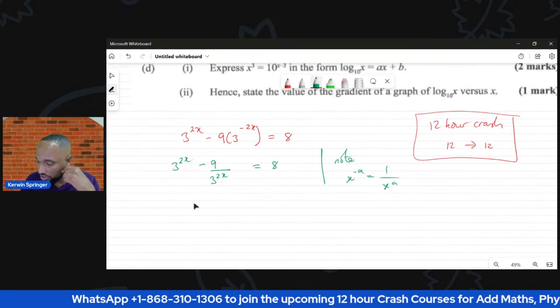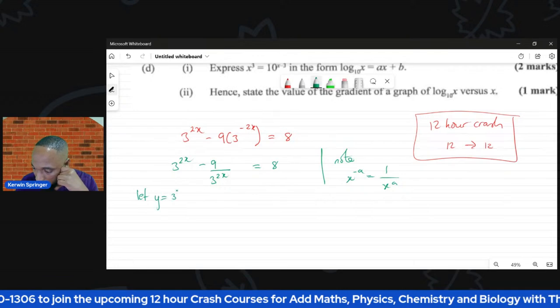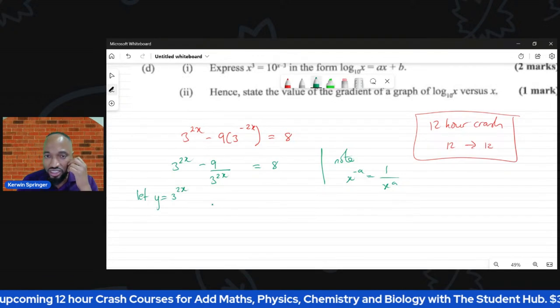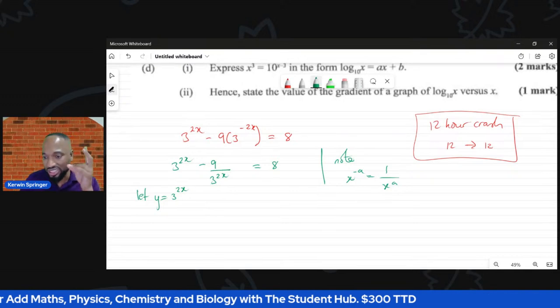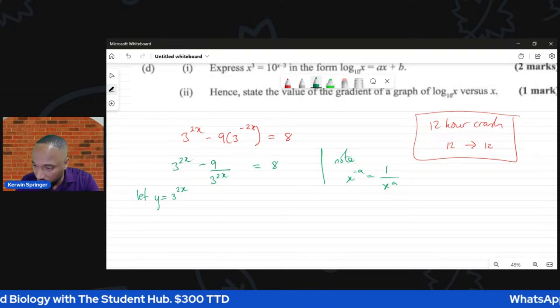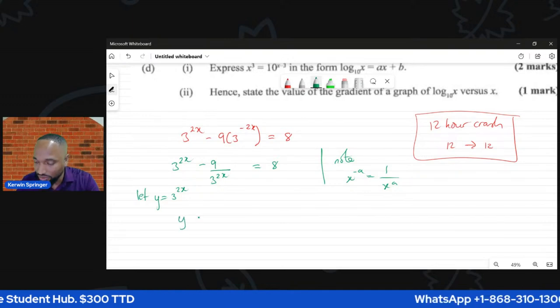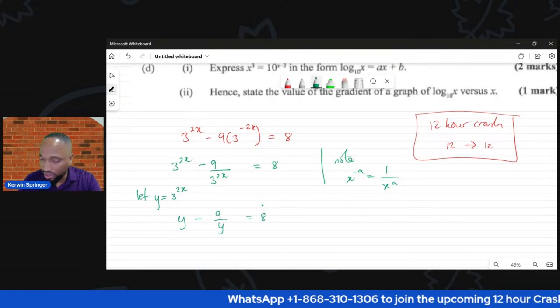And now I would say maybe let y be equal to 3 to the power of 2x, to just get an easier thing to work with. How is that for everyone? Right, this is a topic called the disguised or hidden quadratic. So this is y minus 9 over y is equal to 8.